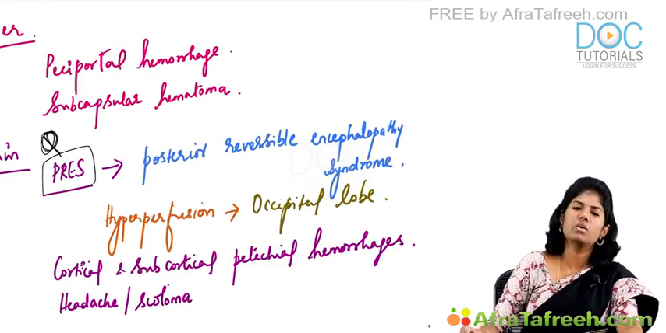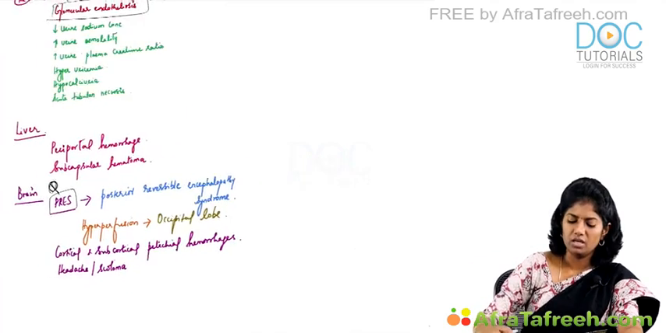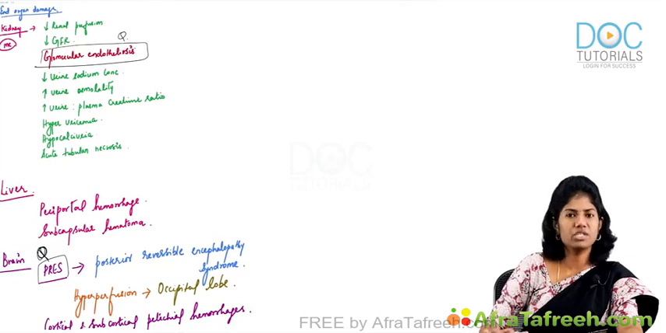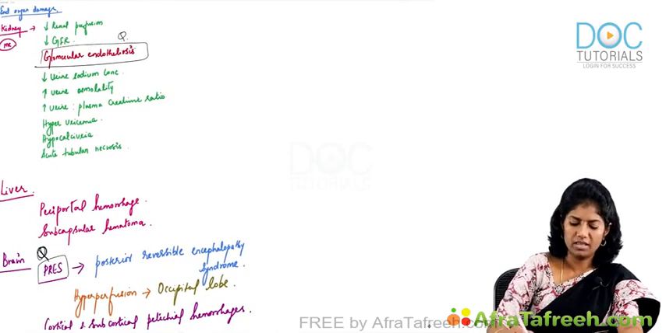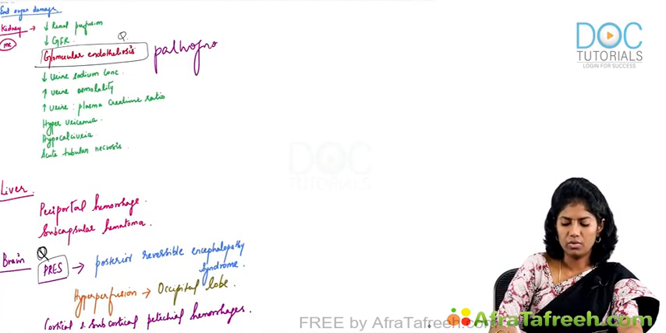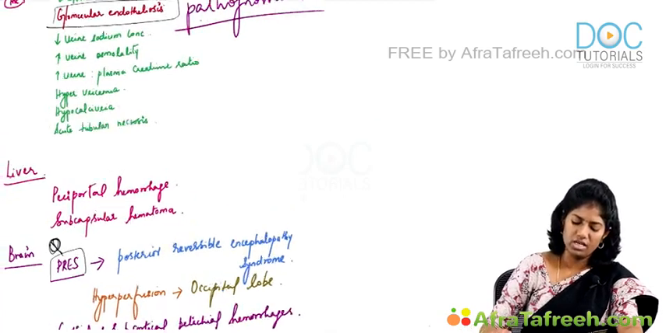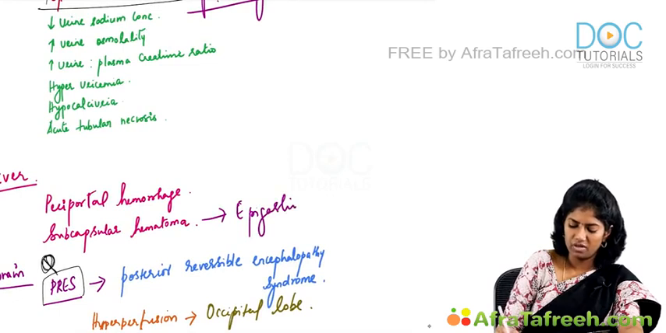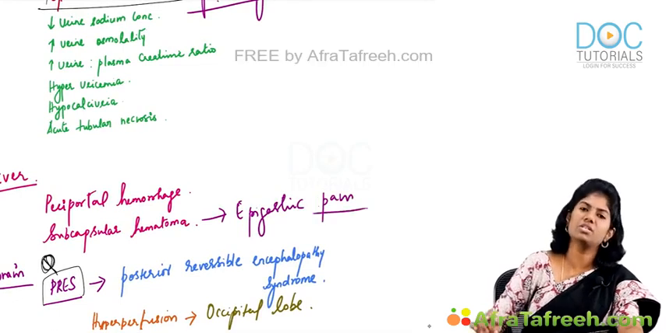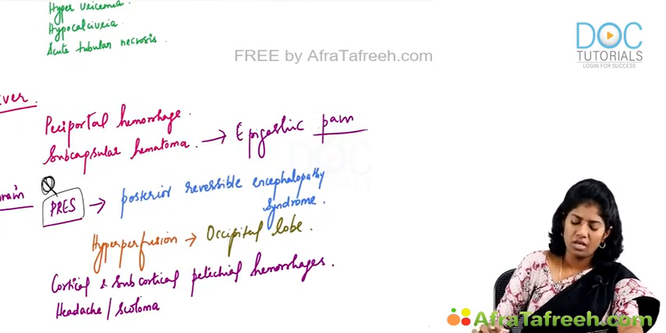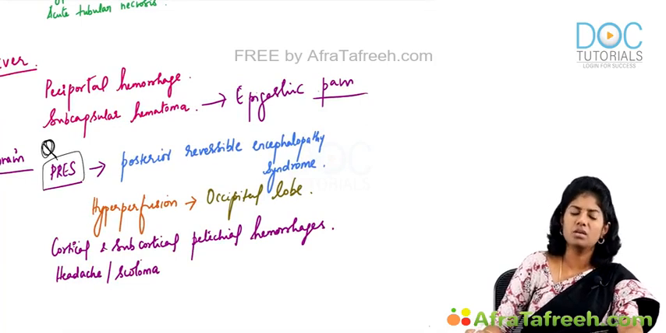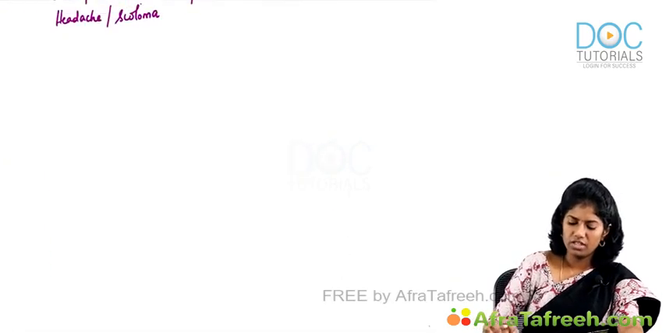So these are the end organ changes associated with preeclampsia. Again I am telling, most commonly involved organ is kidney, and the most pathognomonic lesion is glomerular endotheliosis. Apart from this, in liver we have periportal hemorrhage and subcapsular hematoma of the liver, and this is the cause of epigastric pain. So in brain, the characteristic lesion is PRES, which lobe? Occipital lobe. And what is it due to? Hyperperfusion. PRES is posterior reversible encephalopathy syndrome. So this is about the tissue changes.